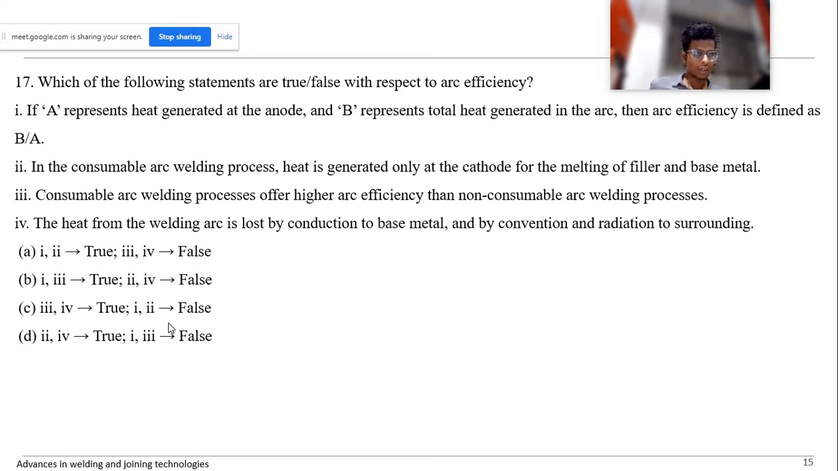So 3 and 4 are correct, and first and 2 are false. So the option is 17C. I hope I made it clear.